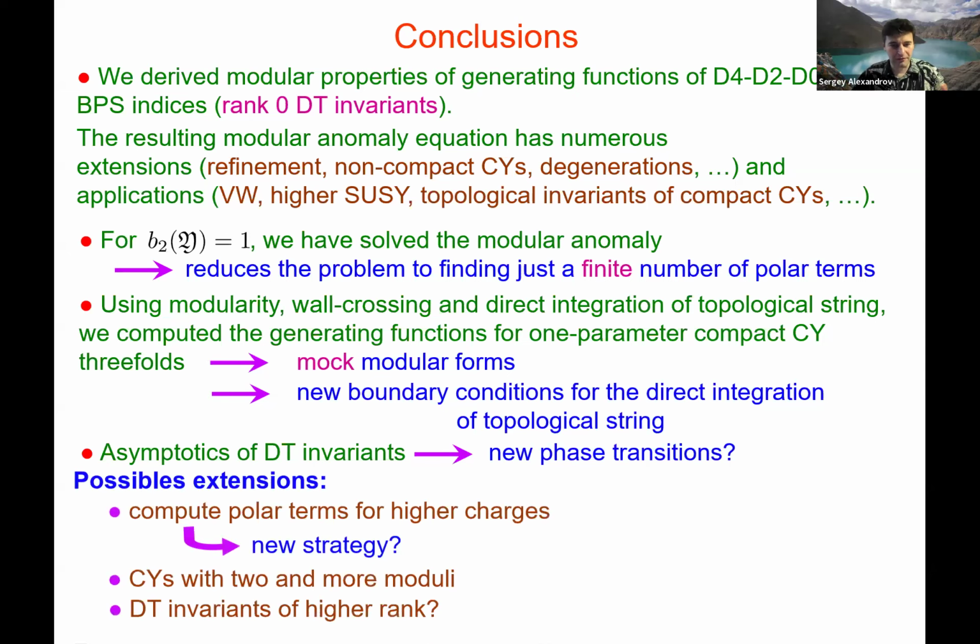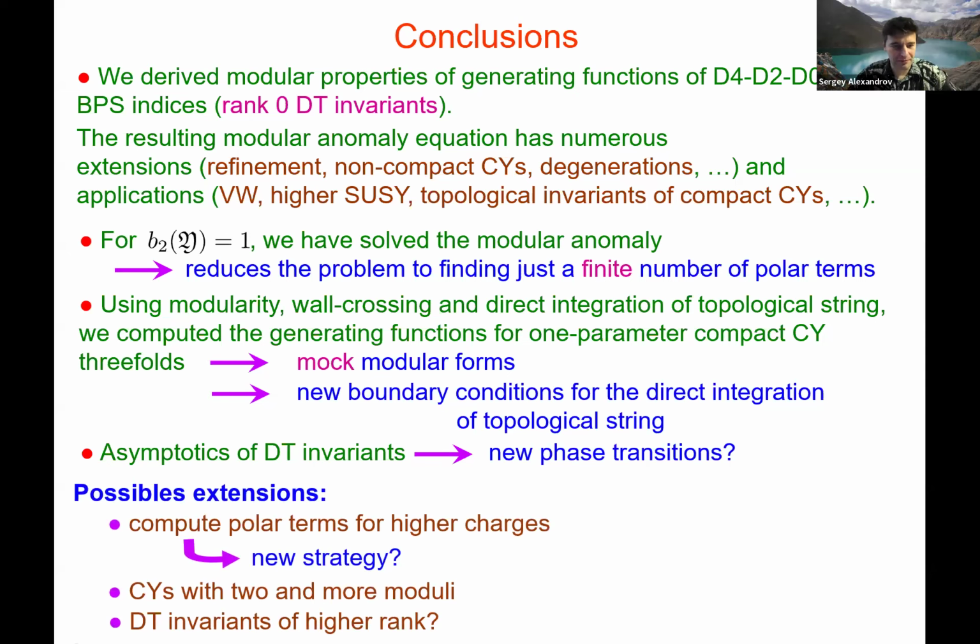And of course, one can imagine some obvious extensions of what we have done. In particular, of course, it would be interesting to compute polar terms and in this way to fix generating functions for other cases, in particular for higher D4 charges.